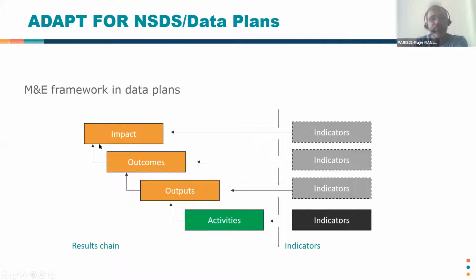So data plans can again be organized by some sort of results chain. You can see that the green part on the screen denotes the activities, which then lead to some outputs, and then the outputs will lead to outcomes, and outcomes will lead to impact. And this is the logical flow of results that you can see in a typical data plan.